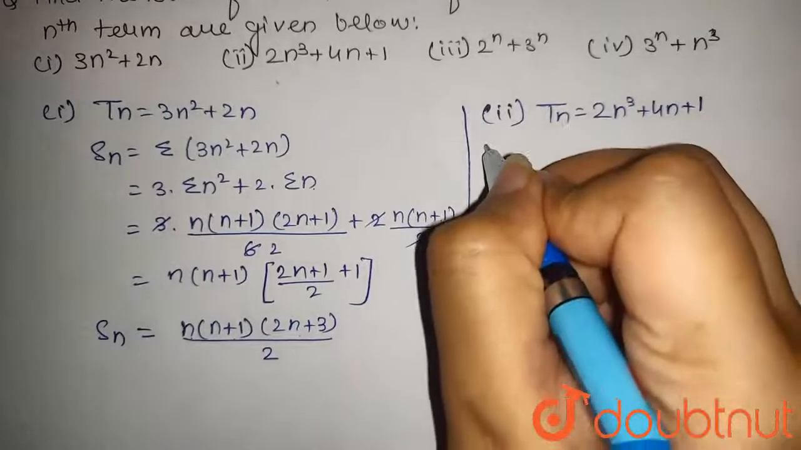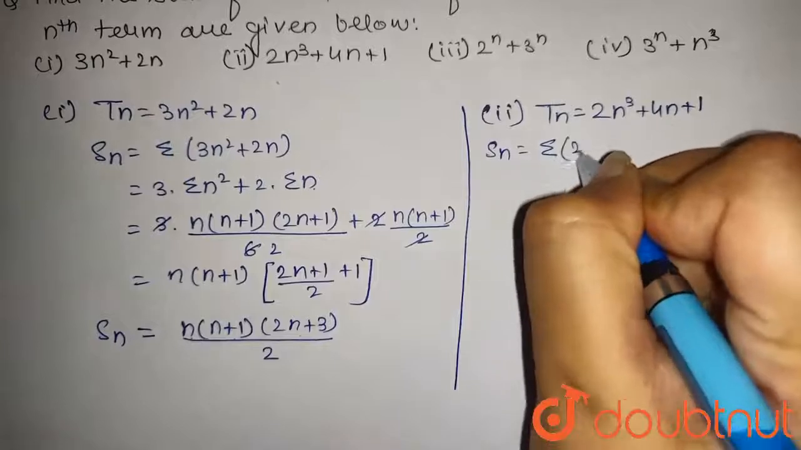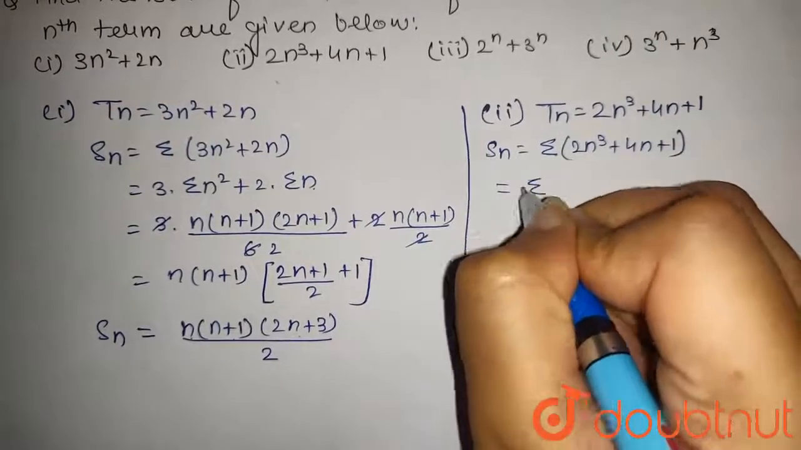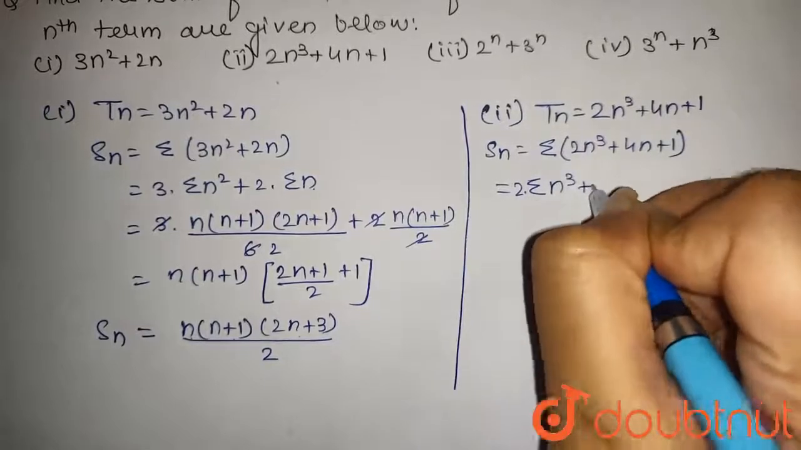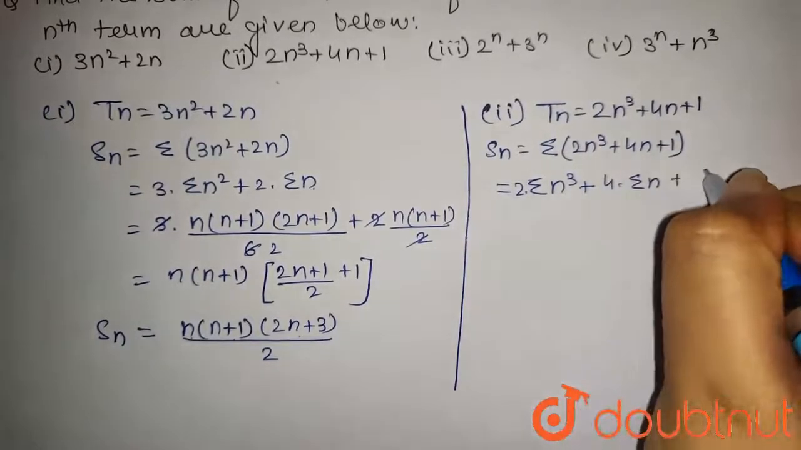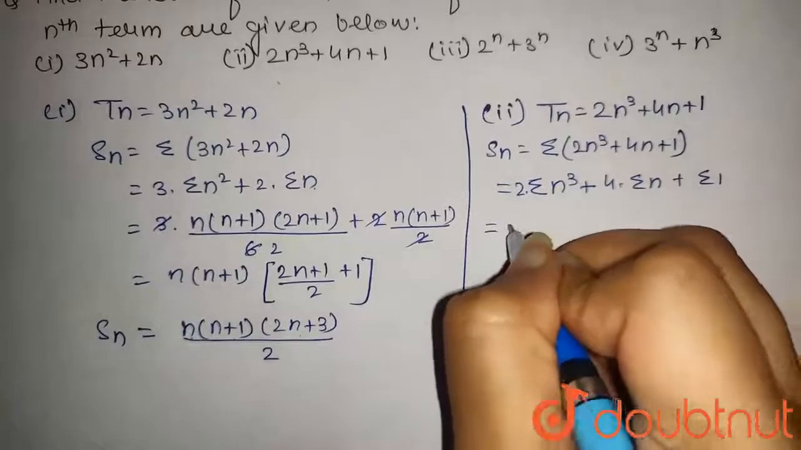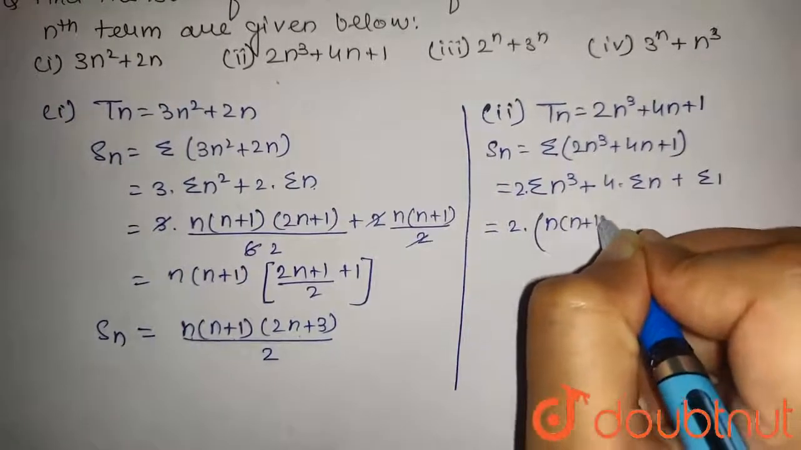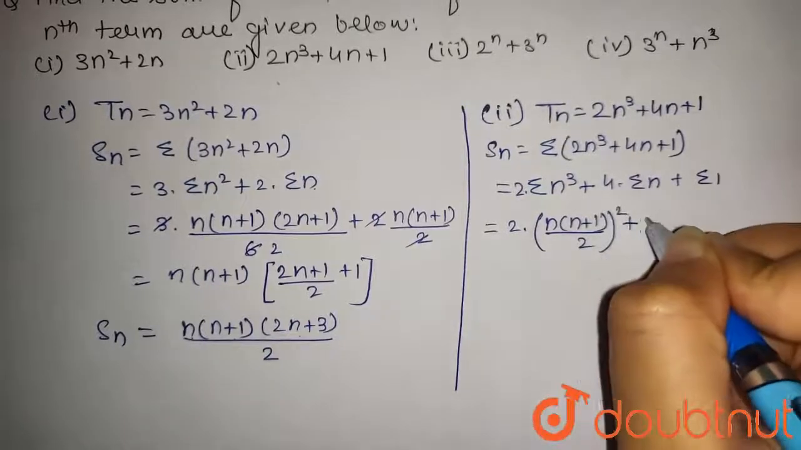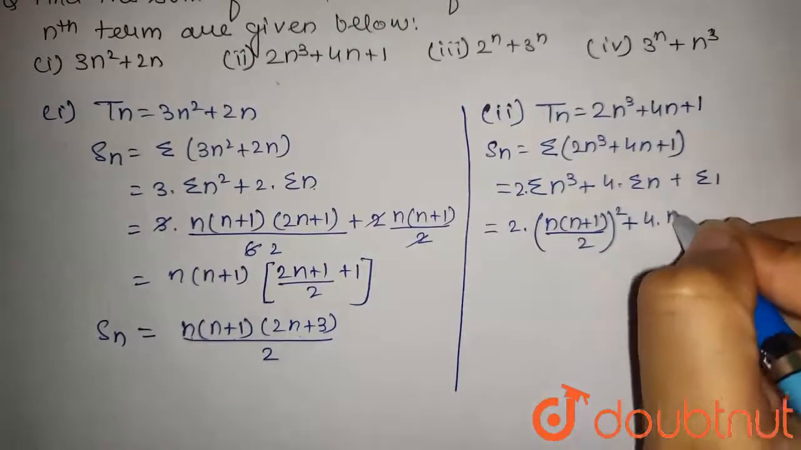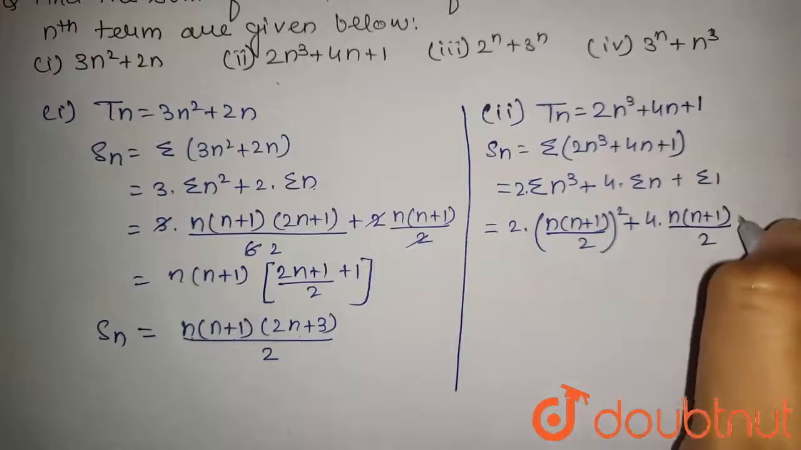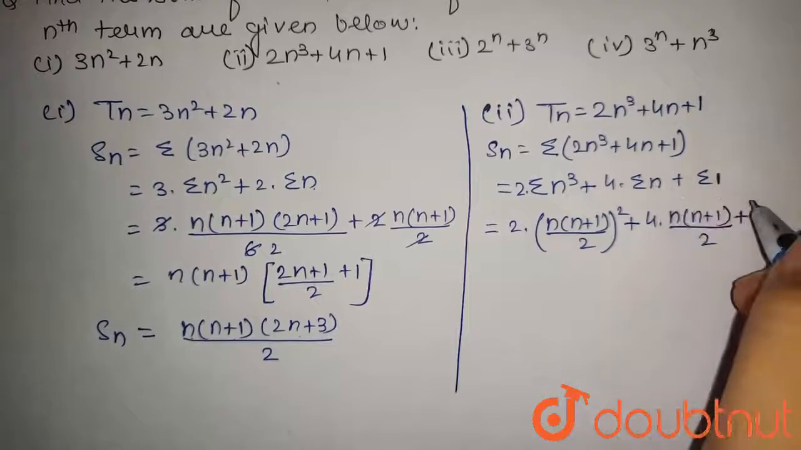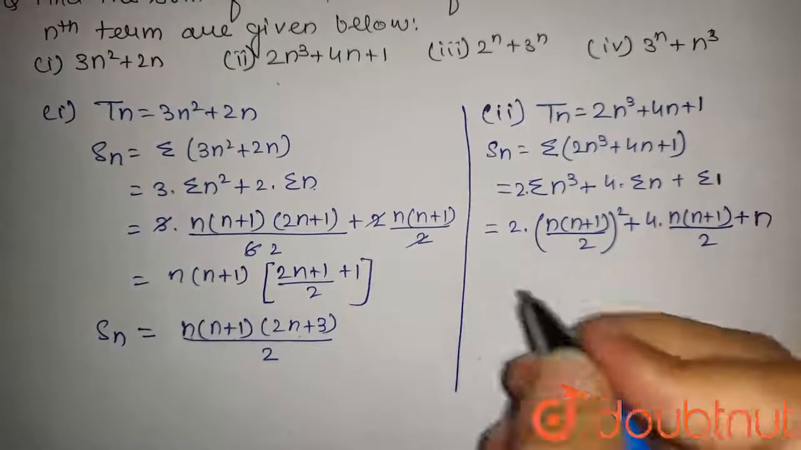Now to find its sum, it will be Sn equals to summation of 2n cube plus 4n plus 1, or this can be written as 2 into summation of n cube plus 4 into summation of n plus summation of 1. Now this will be 2 into summation of n cube is given by n into n plus 1 by 2 to the whole square, plus 4 into summation n is given by n into n plus 1 by 2, plus summation of 1, that is 1 is added n times, so it will be n here.